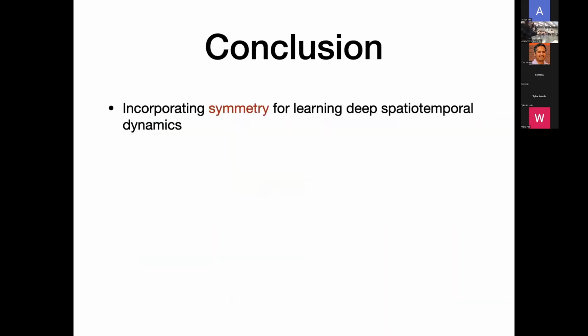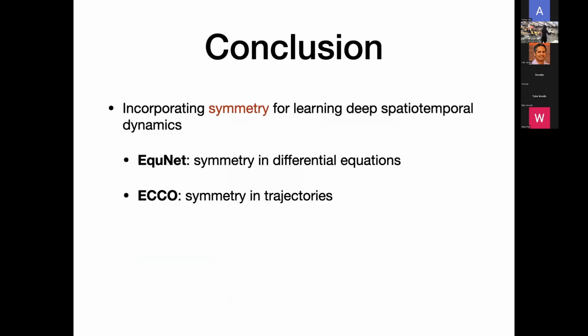Okay, to conclude, I talked about some work on introducing symmetry for learning spatiotemporal dynamics, and I gave two examples. One is about equivariant networks, which is symmetry in differential systems; we tested on sequences. The other one is symmetry in real-world trajectories; we tested on trajectory prediction for pedestrians, etc. In the future, we're very interested in this line of work. We have some new work about automatic discovery of symmetry from data, and about modeling approximate symmetry when the symmetry is not exact.